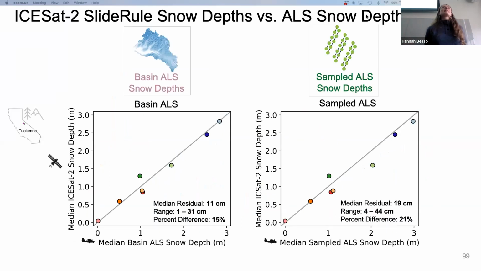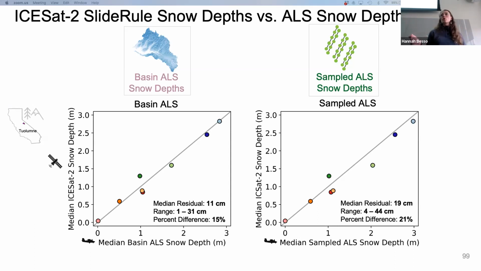Here we're looking more in depth at the paired data. So remember, we have ICESat-2 acquisition dates and aerial LiDAR acquisition dates within 20 days of each other. And those are sets of paired data. On the right, we see the sampled aerial LiDAR data compared, on the x-axis, to the ICESat-2 data. And each of these points represents a single acquisition date pair.